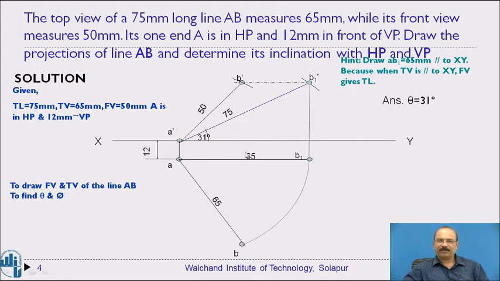Means draw the projector line from here in the downward direction. You will get this as a projector line. Take 65 millimeter, then you cut it. You will get the same position of the point. You are going to get the same position of the point B as the length of this line in the top view. It looks like 65 millimeter.